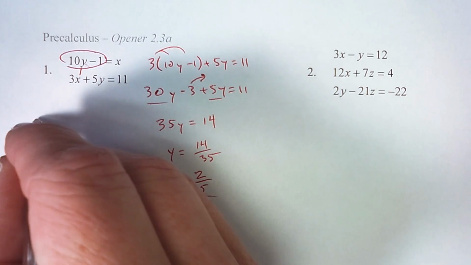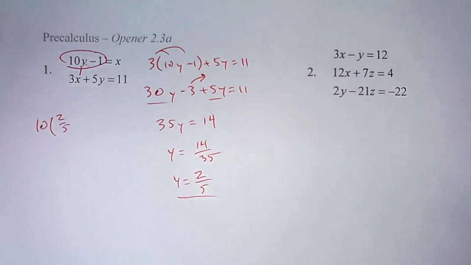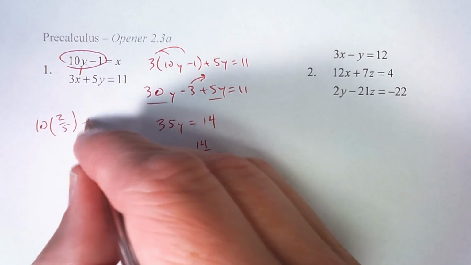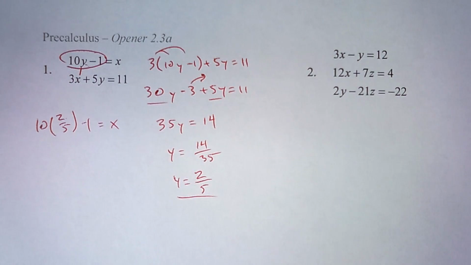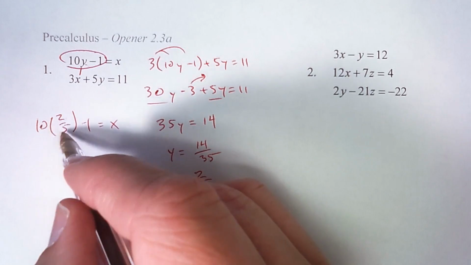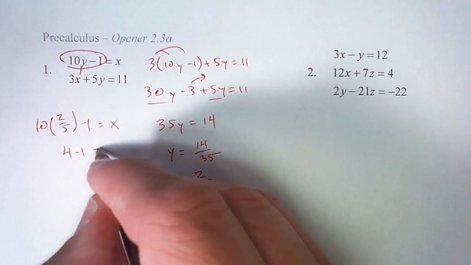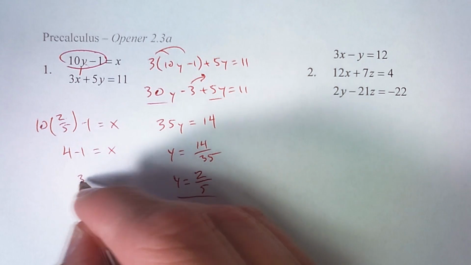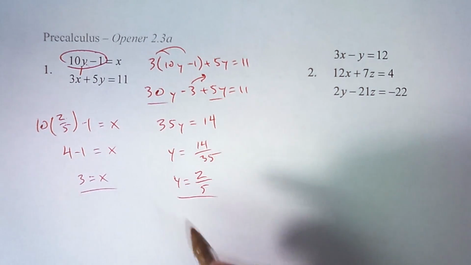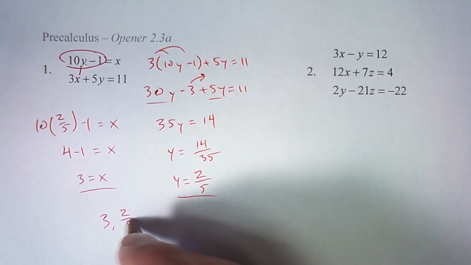So I've got 10 times 2/5 minus 1 equals x. Okay, now 10 divided by 5 is 2, times that 2 is 4, so I've got 4 minus 1 is x. So x is 3. So the intersection of these two lines is at 3, 2/5.